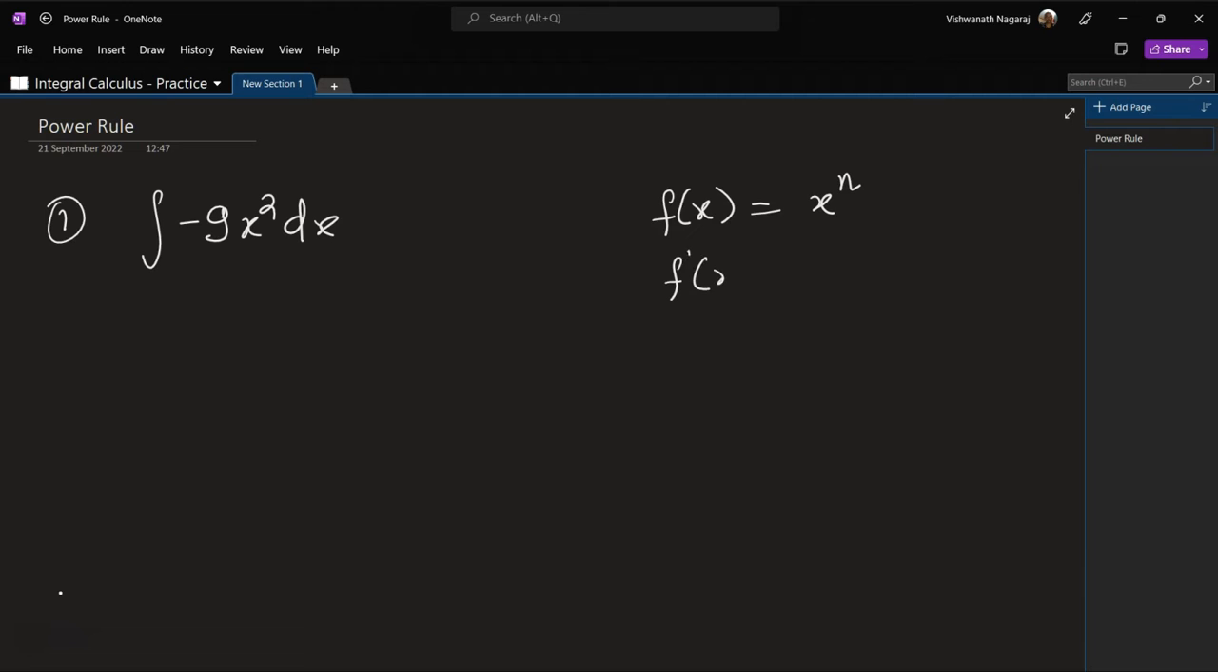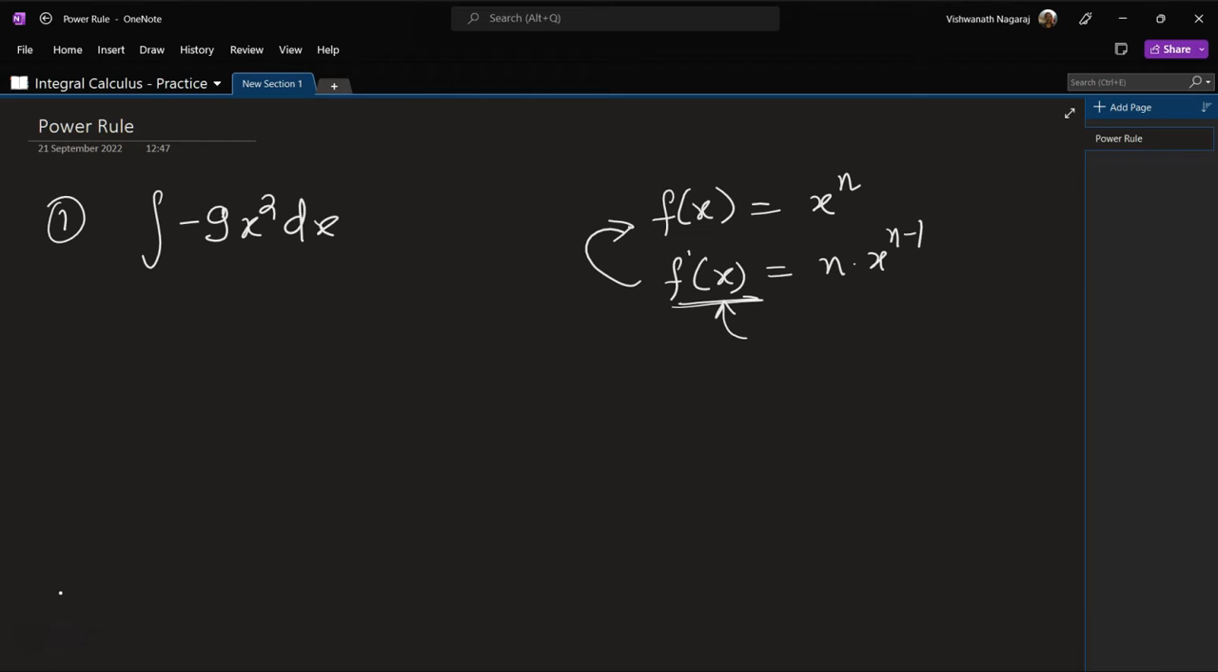So to differentiate it, what do we do? We write it as n x to the power of n minus 1. Okay, now if we have to integrate an expression, it is nothing but reversing the process of differentiation. So given this, we have to go back to the function from the derivative. So to be able to do that, what do we have to do?